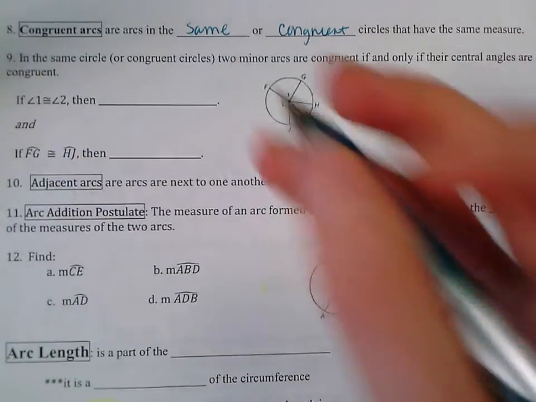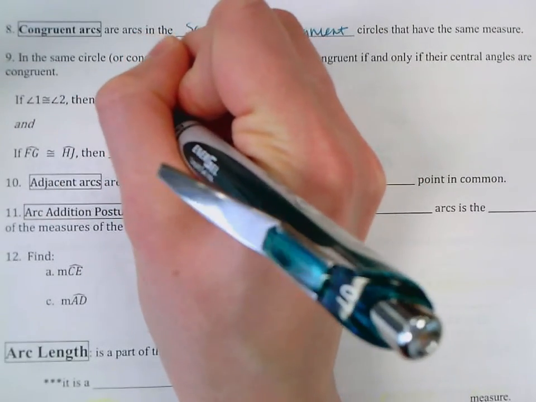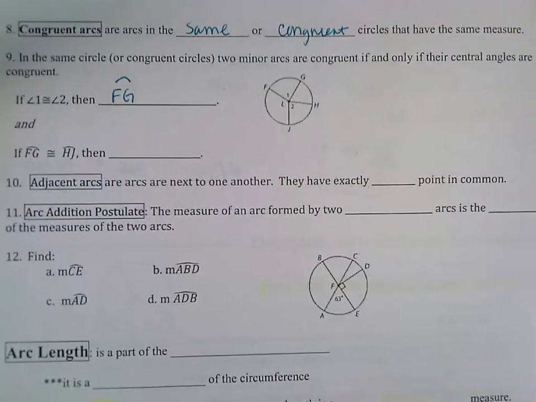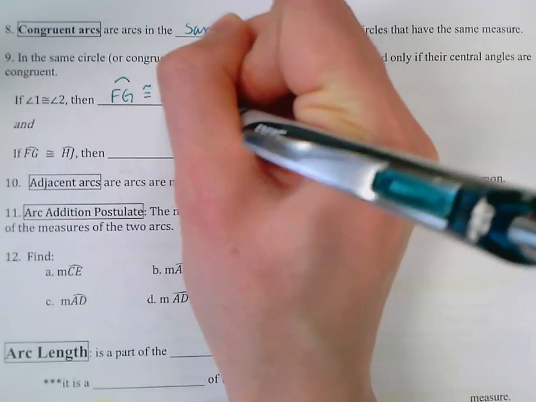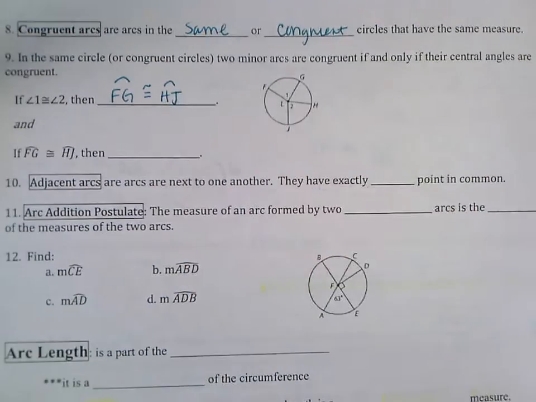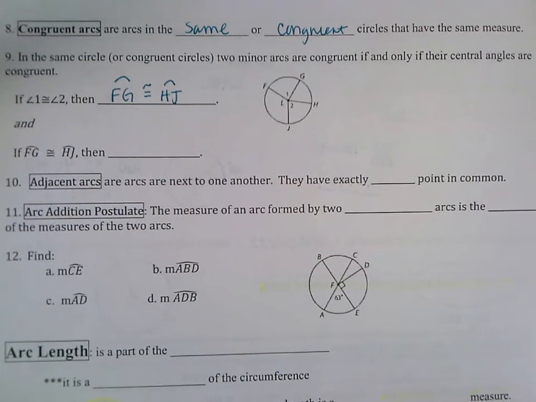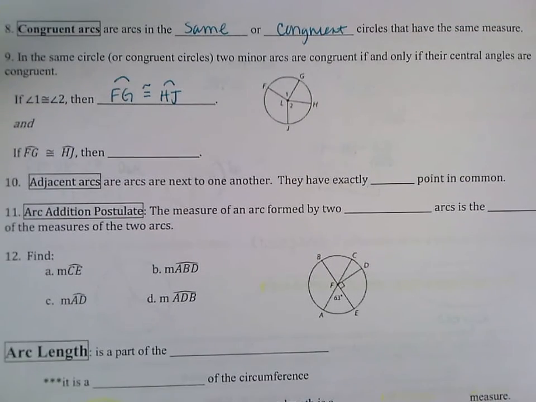So how you would write that, again, FG with an arc symbol above it would be congruent to HJ. And just like with segments, the order you put the variables doesn't matter. If you have them flipped around, that's okay. Or we could say the reverse of that statement.